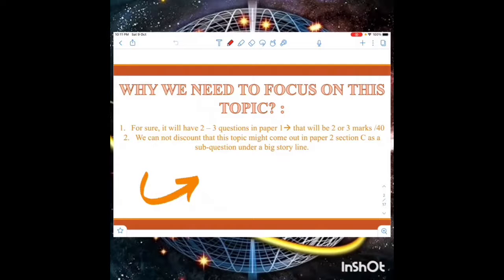Why do we need to focus on this topic? Reason number one, for sure you will have 2 to 3 questions in Paper 1. This means it actually contributes 2 to 3 marks over the 40 marks allocated for Paper 1, so we need to do these questions well. Number 2, we do not know whether this topic can become a sub-question in Paper 2, especially in Section C. That's why we cannot discount that this topic might come out in Paper 2, Section C, as a sub-question under a big storyline.